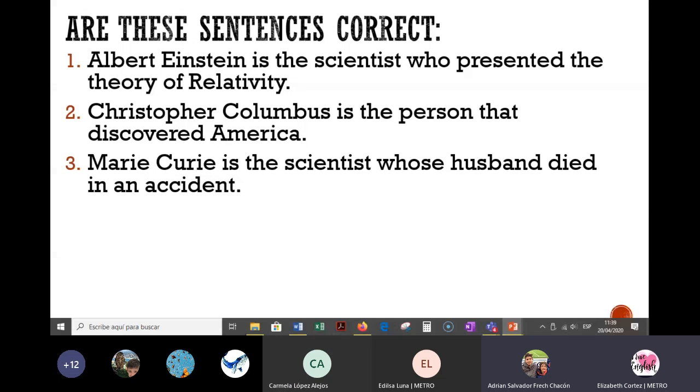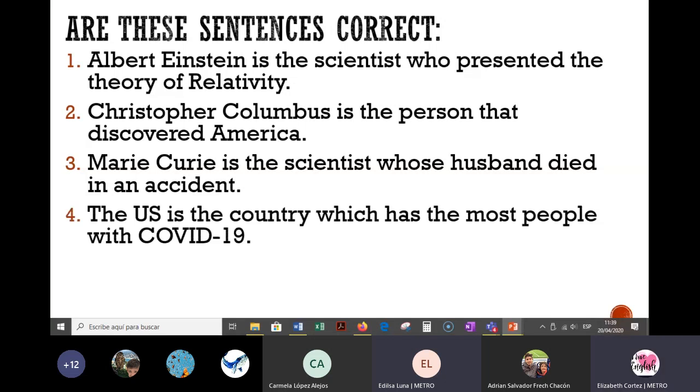Anybody can help Carmela? Possession. Possession. Very good. Because we're talking about the husband of Marie Curie. Whose is for possession. So if you want to know which type of DRC we are talking about, pay attention to the relative pronoun. Very good. Who else do we have?